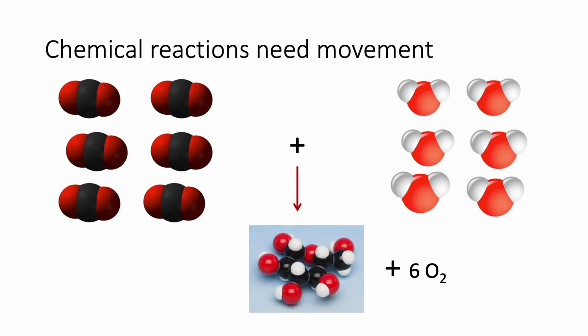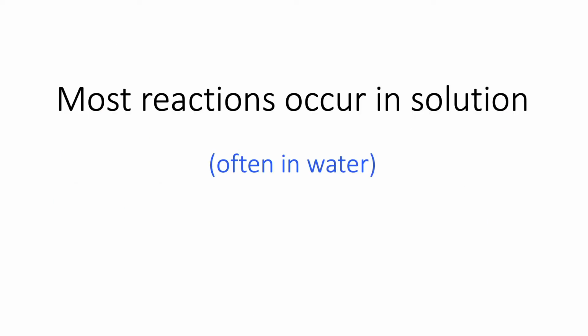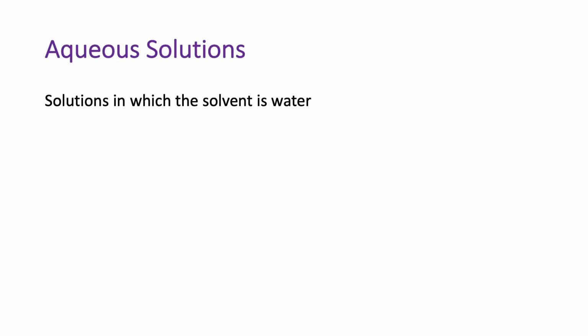But for many of the reactions that happen, we're talking about something that might be solid and may not be able to move around. The way it can most easily move around is if it dissolves in something like water. So most reactions that you're going to encounter occur in some sort of solution. In lab, they often happen in water, although there are other liquid solvents that might get used, especially once you get to organic chemistry. In this video, as I said before, we're going to be talking about aqueous solutions, which are solutions in which the solvent is water.